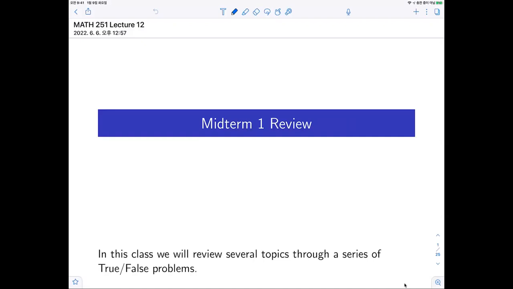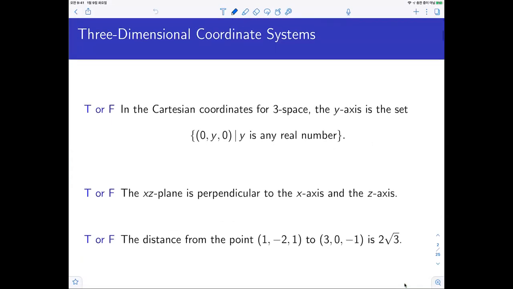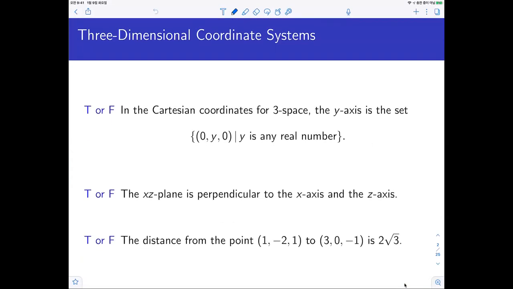Okay, let's begin today's class. Today we will review for midterm one. Let's see some sample problems.